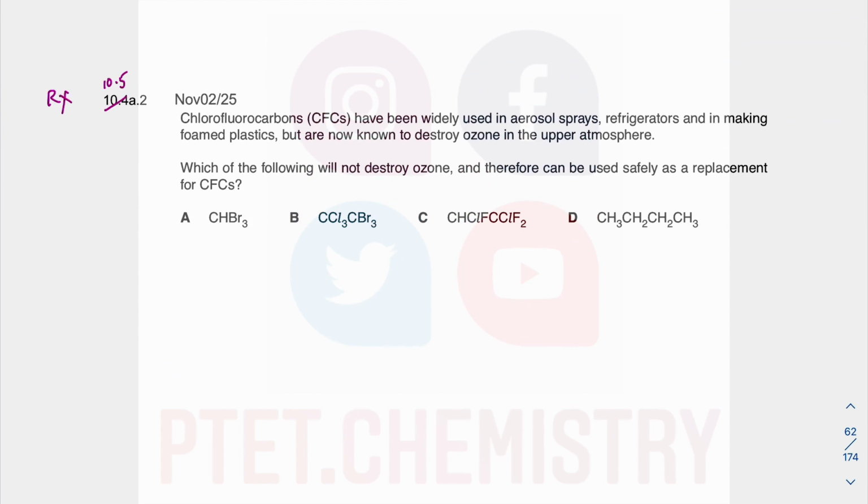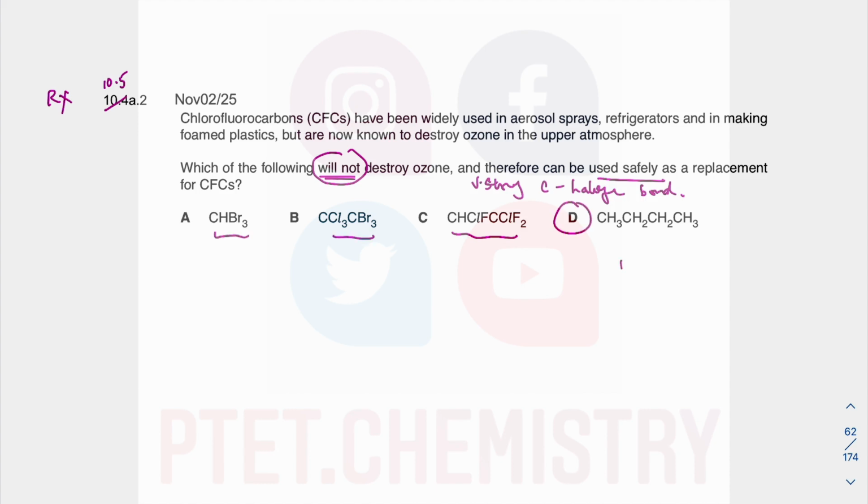So this next bit is talking about chlorofluorocarbon. So they're saying which of the following will not destroy ozone and therefore can be used safely. So we are looking at something with very strong C halogen bond, because if you have very weak carbon halogen bond, they can break easily to give you free radical, right? So this will not destroy ozone.